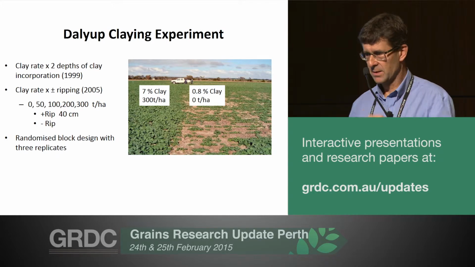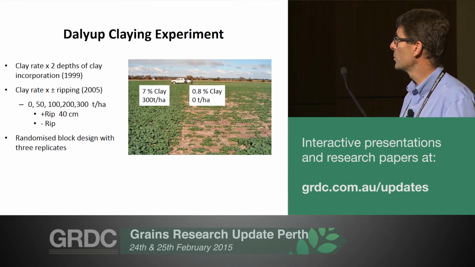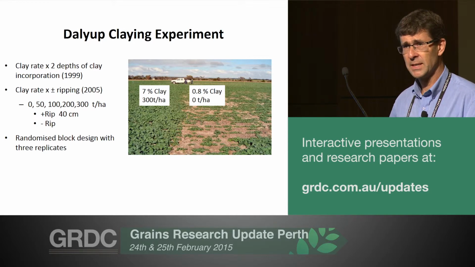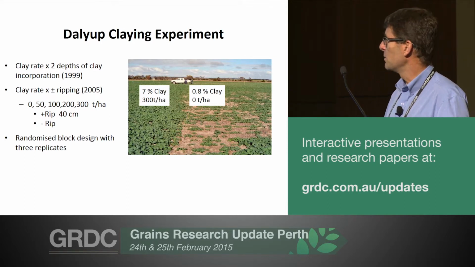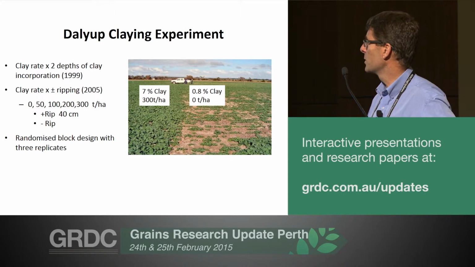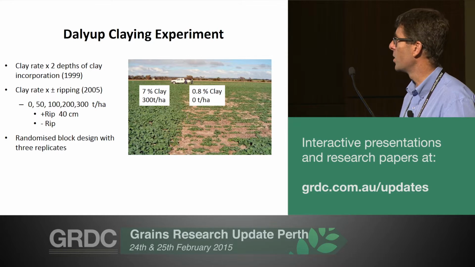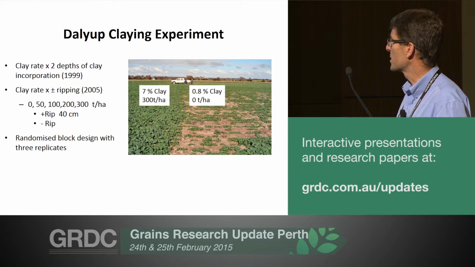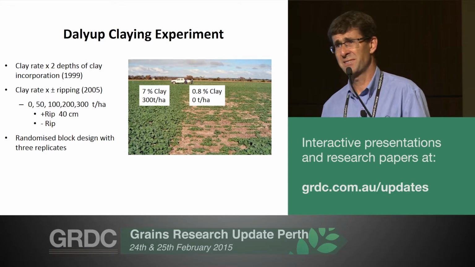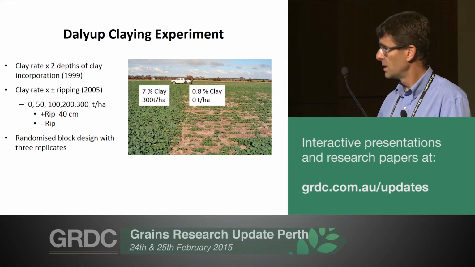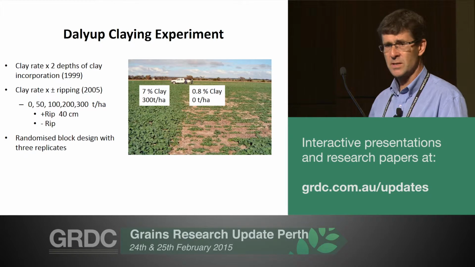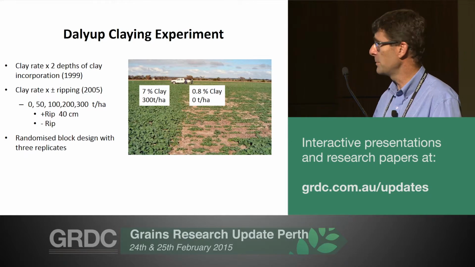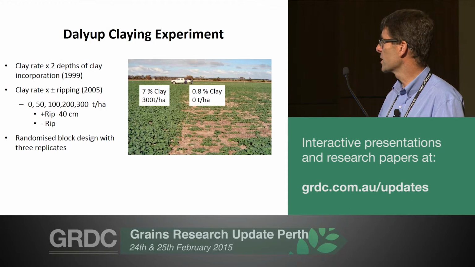I just want to go through now a long-term experiment which we've run at Davies, which is 50 k's west of Esperance. It was originally set up by Bill Crabtree at Wanfa, but we took it over in about 2004. The original treatments were 5 clay rates: 0, 50, 100, 200 and 300 tonnes per hectare of clay at 2 incorporation depths, I think about 8 and 15 centimetres. In subsequent years, we turned those incorporation depths into ripping, plus or minus ripping, to 40 centimetres.